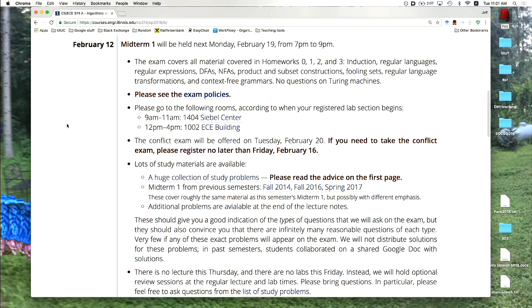This is just a reminder that this is the last week before the first midterm. The first midterm will cover material that you have seen in homework 0, 1, 2, and 3. That means that there is some material that we've talked about in class that you will not see on the midterm. In particular, the material from today's lecture will not show up on the midterm.